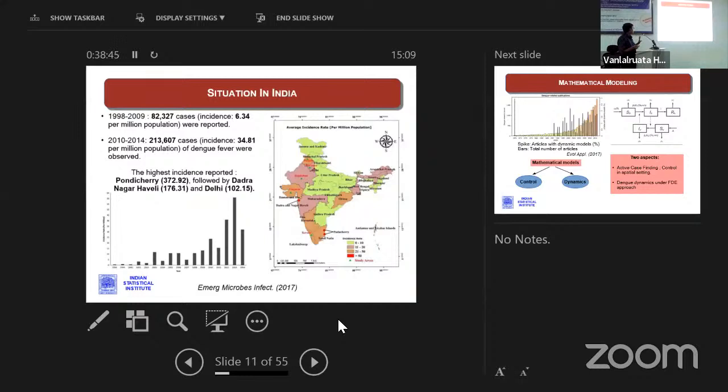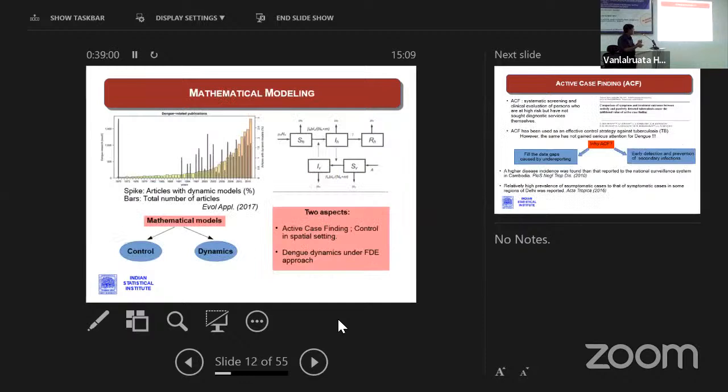The highest incidence was reported by Pondicherry, followed by Dadra and Nagar Haveli and Delhi. So these are some reported cases, and this is the basic situation in Delhi. What I'm trying to do in the first part of my talk is to look at it in two ways. One is control, how I can look at the control aspect, and the other is how I can see the dynamics.